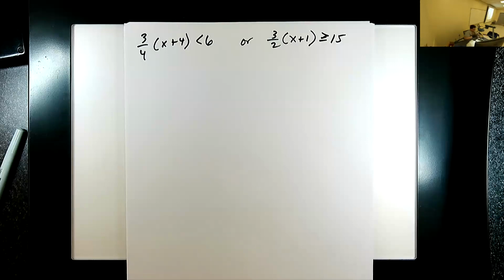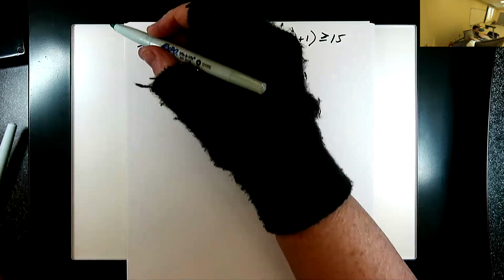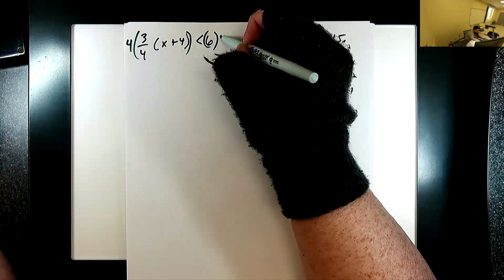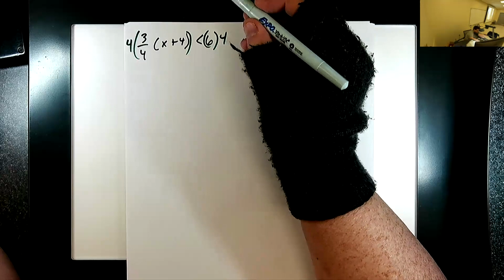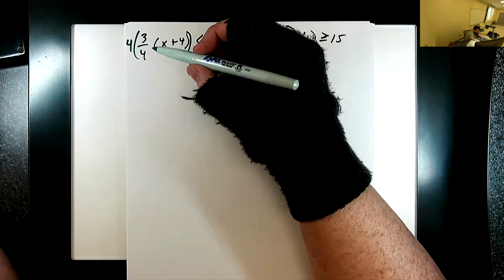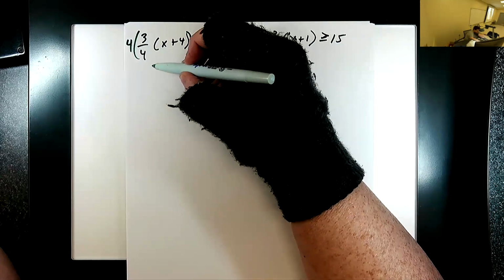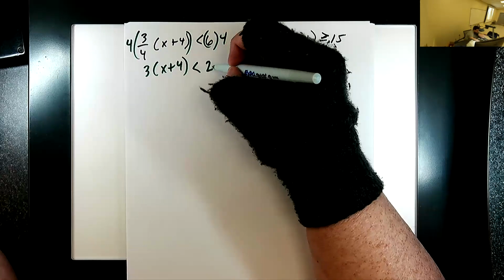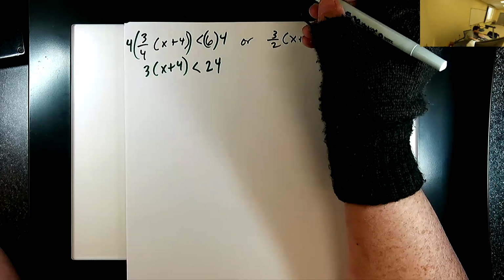All right, so we could distribute this, but I'm not going to. I'm going to clear the fraction. I'm going to multiply both sides by 4 here. I think distributing is a pain. It's easier to clear the fraction. If we do, this left side becomes 3 times x plus 4. The right side is 24. That's the way I showed you how to do it originally.